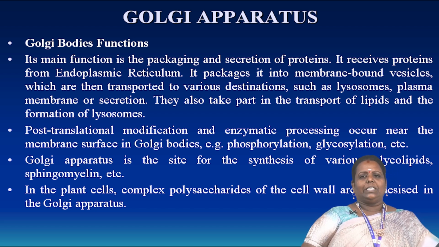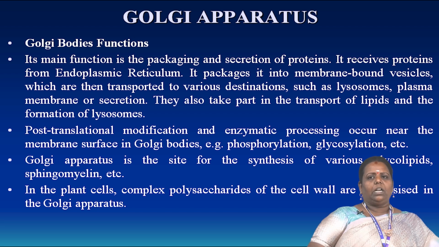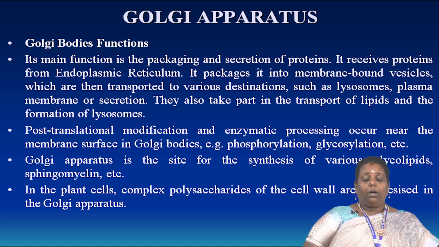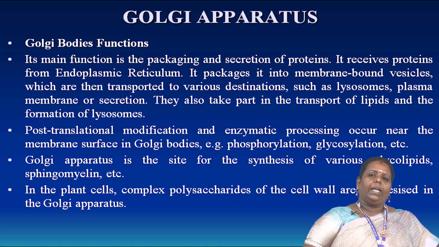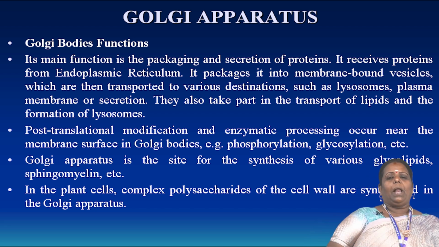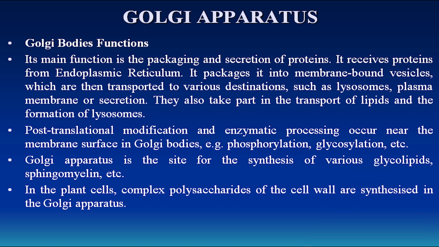Normally, post-translational modification of enzymatic processes occurs near the membrane surface, which is called the Golgi bodies. Examples are phosphorylation and glycosylation. The Golgi apparatus is the site of synthesis of various glycolipids and some glycoproteins also. In plant cells, the complex polysaccharides of the cell wall are synthesized in the Golgi apparatus.